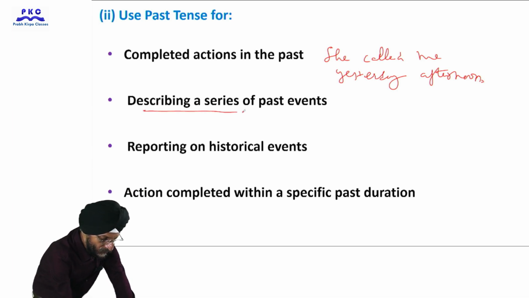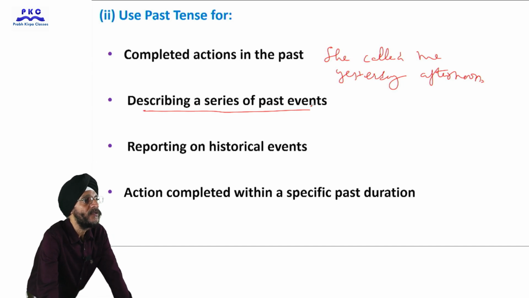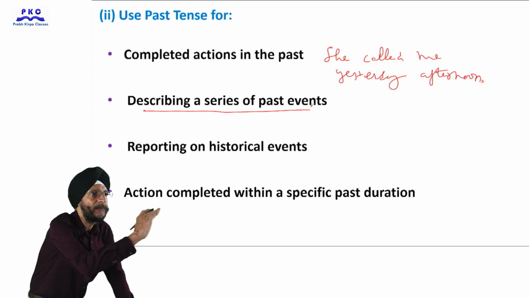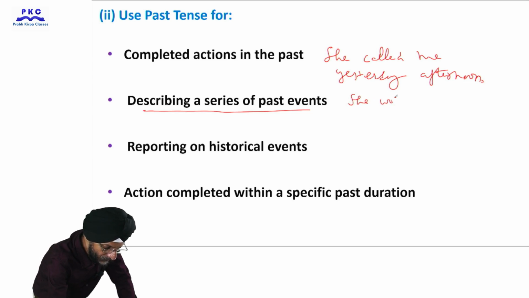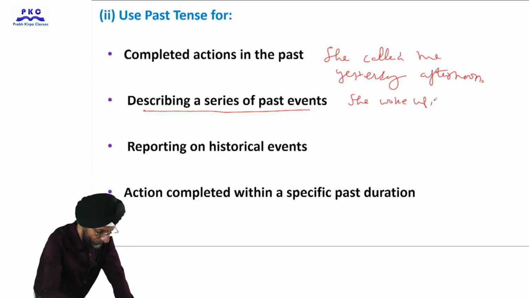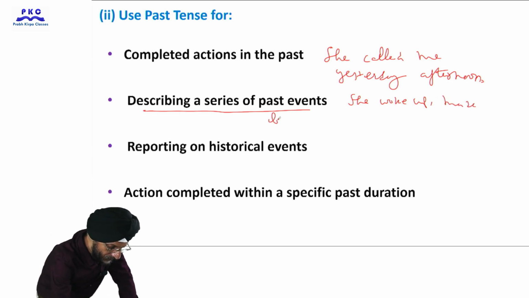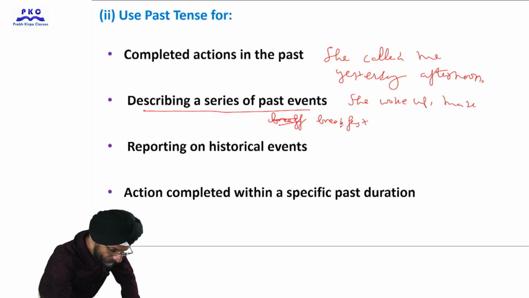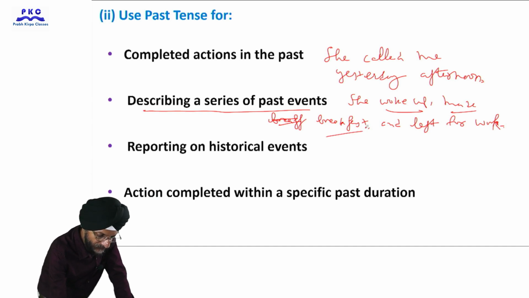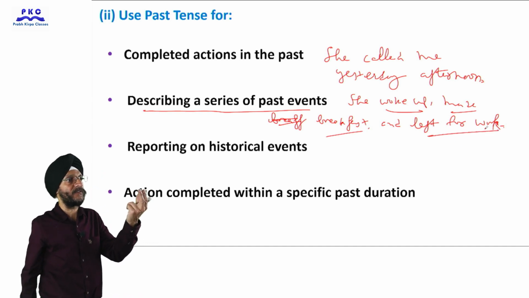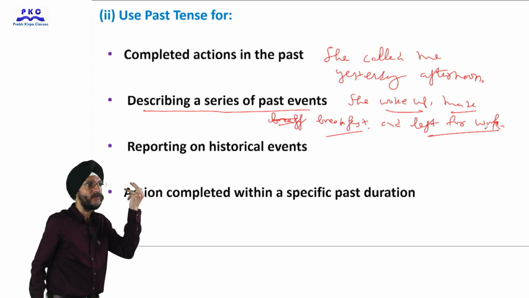We have to use past tense for those actions which have happened in the past, or a series of events which have happened in the past, such as she woke up in the morning, made breakfast, and left for work. So here she has done a series of actions. She woke up, made breakfast, left for work. These are a series of events which have taken place in the past. So here we have to use past tense.